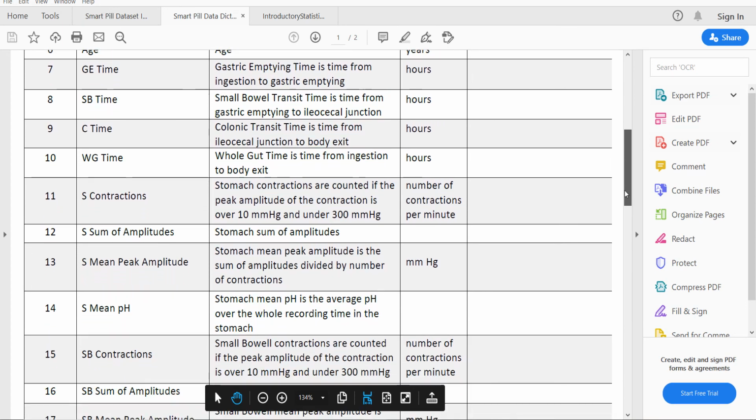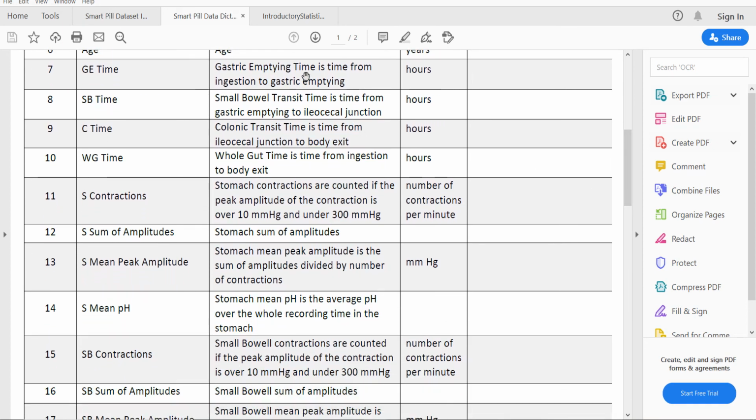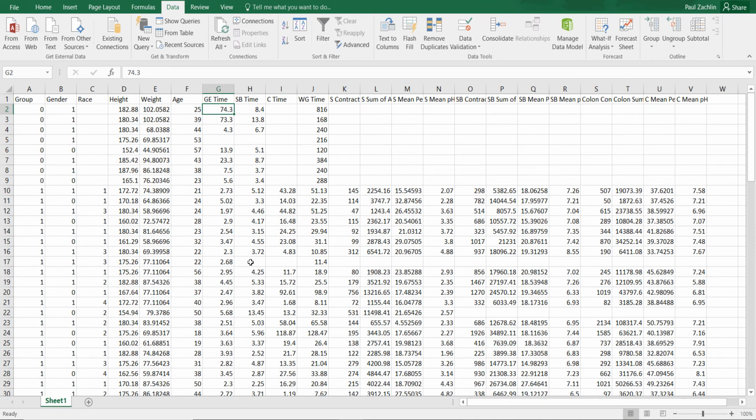So it says GE time, gastric emptying time. Time from ingestion until gastric emptying. That means how long until it goes past your stomach into the small intestine. So that's column 7. Let's take a quick look.